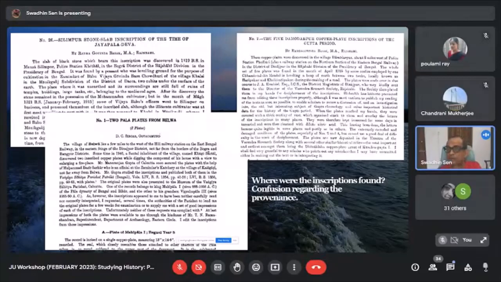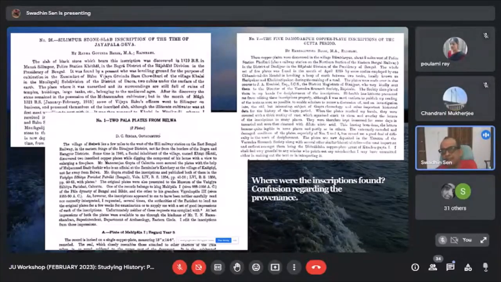For example, if we consider the Damodarpur copper plate inscription, 5 copper plates were found from the same place, and they cover more than 1.5 centuries. And we have to ask the question: why were 5 copper plates found from the same place? The same can be said about the Belwa copper plate inscriptions. 2 copper plate inscriptions were found from the same place.